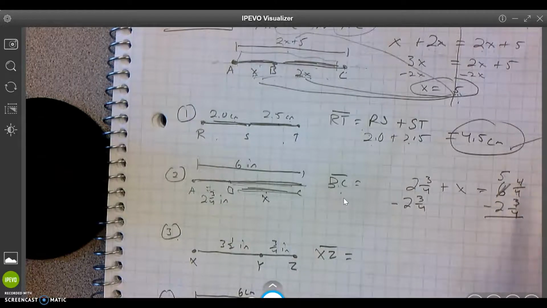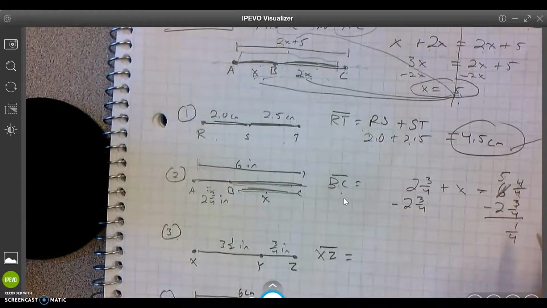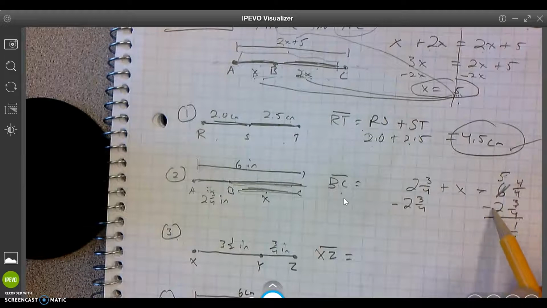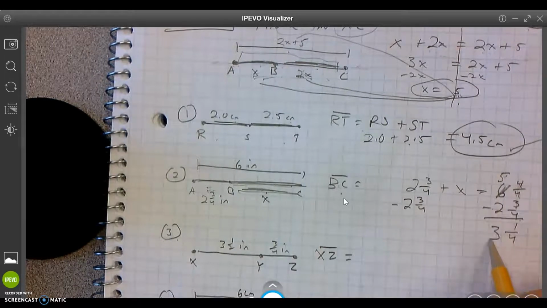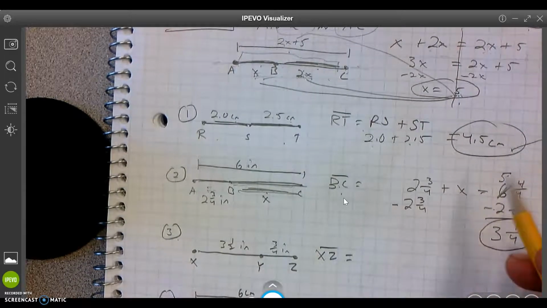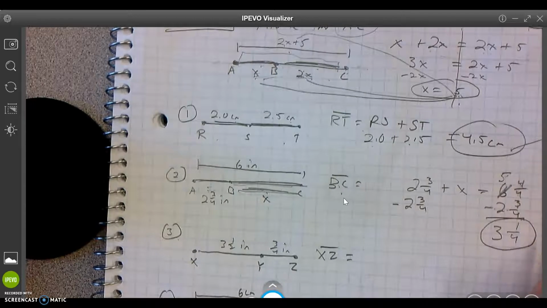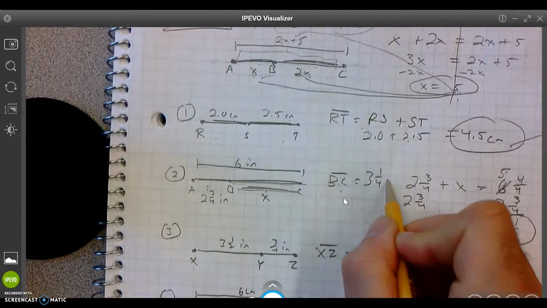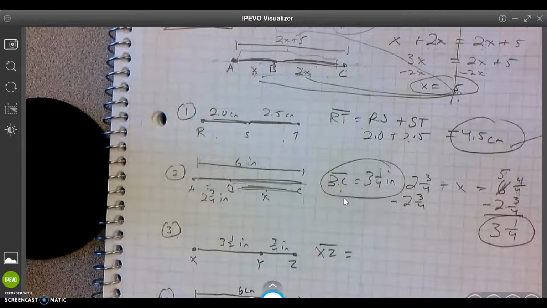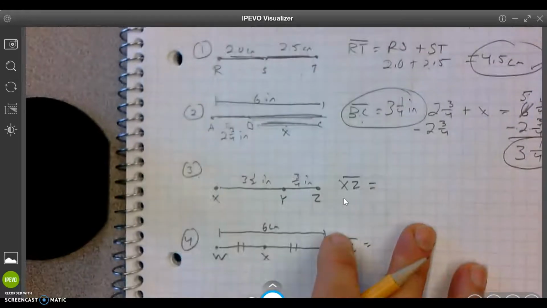Okay. Now it's easy to do this problem because 4/4 minus 3/4 is 1/4. 5 minus 2 is 3. So 3 1/4. Of course, I could have done decimals if I want. 6 minus 2.75, and I would get the same answer. So this is 3 1/4 inches. Cool. All right, next one.